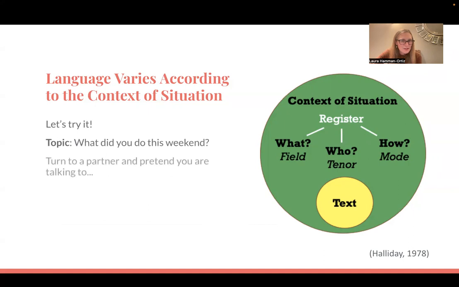All right. And this is an example I sometimes have students do in person, where I have them think about what they did over the weekend and pretend that they're talking to different people, and how it changes the field, what they're sharing, the tenor, the relationship, and how it shapes the language choices they're making. And the mode usually remains the same because they're speaking, so that doesn't change. But you can see through this exercise, if you want to try it yourself, that you probably make different strategic language choices based on just shifting the audience, just shifting the person that you're communicating with.